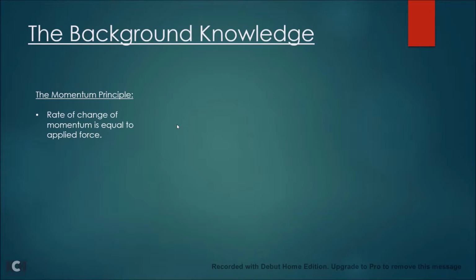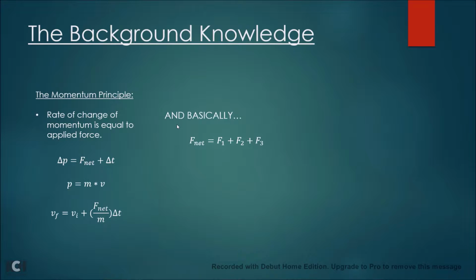The momentum principle states that the rate of change of momentum is equal to applied force, or that change in momentum equals net force times change in time, or, taking into account that momentum equals mass times velocity, that final velocity equals initial velocity plus net force over mass multiplied by change in time. Basically, it just means all forces must be totaled together to describe the momentum or velocity changes of a system.